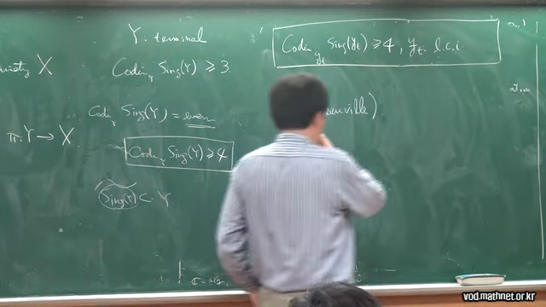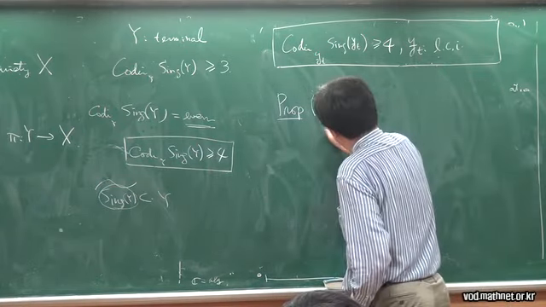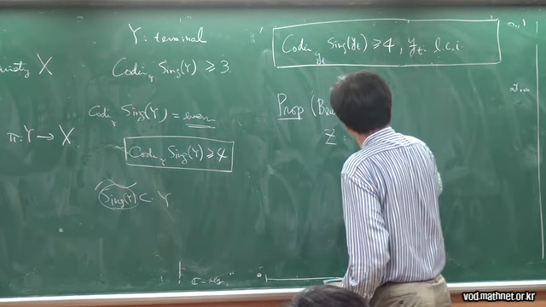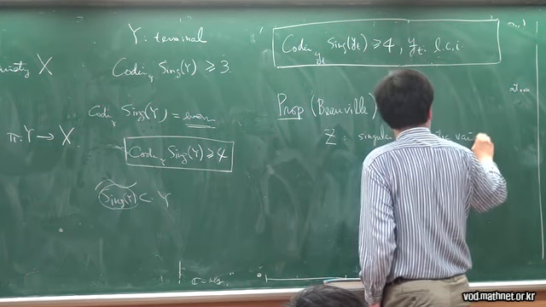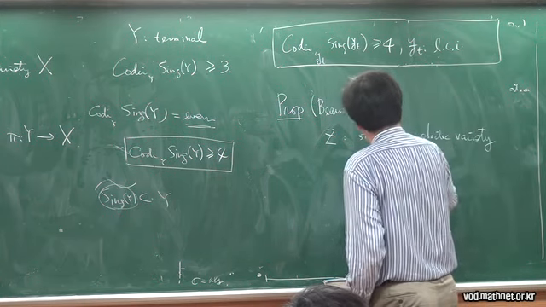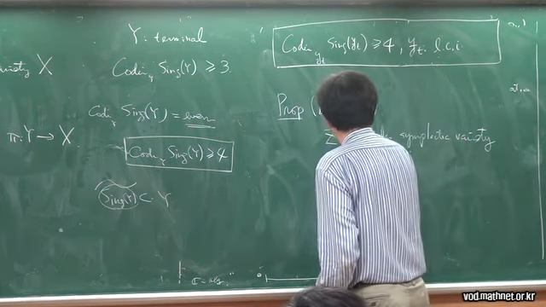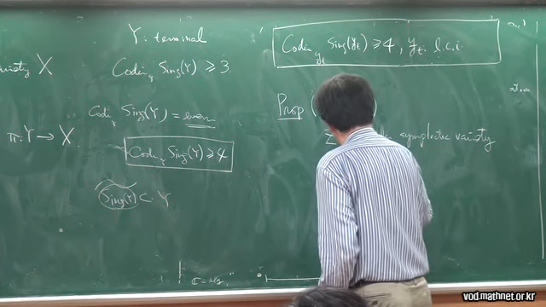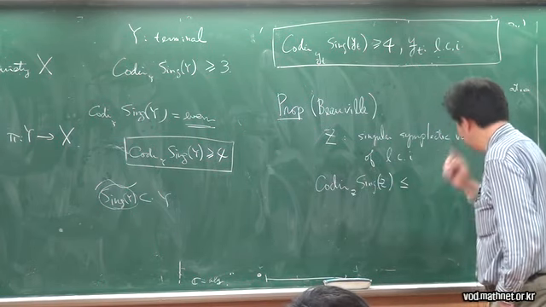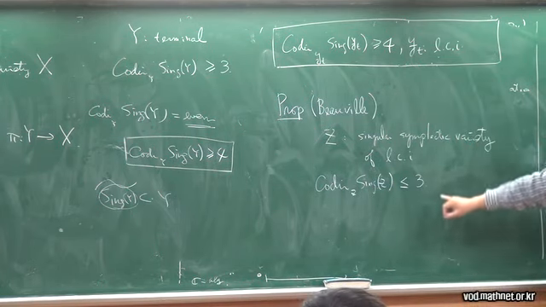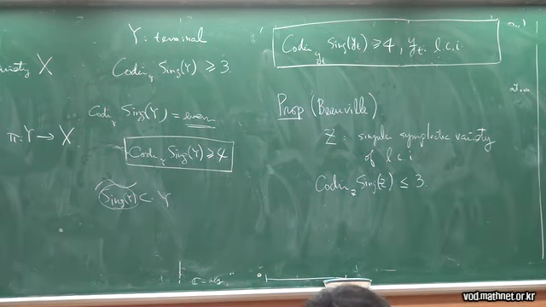Let Z be a singular symplectic variety that is a locally complete intersection. Then the codimension of the singular locus of Z satisfies this inequality. So the singular locus is big in some sense.